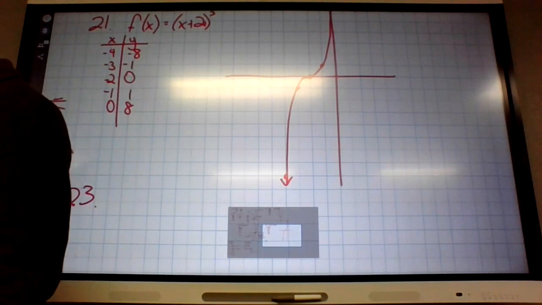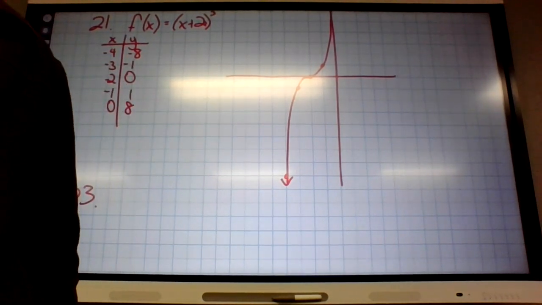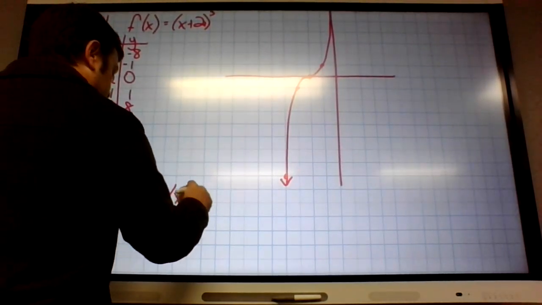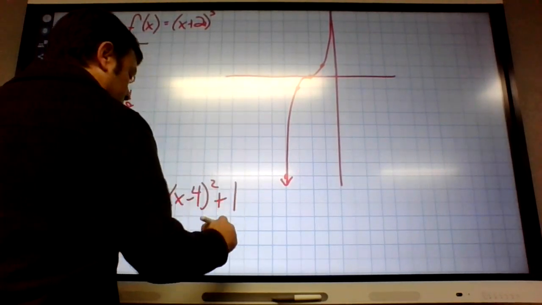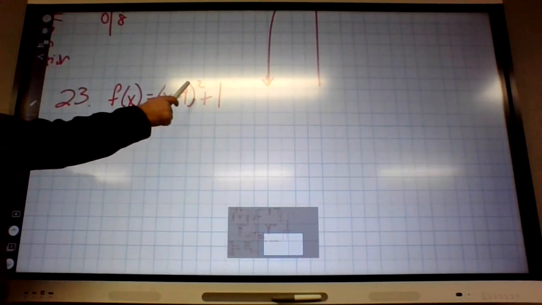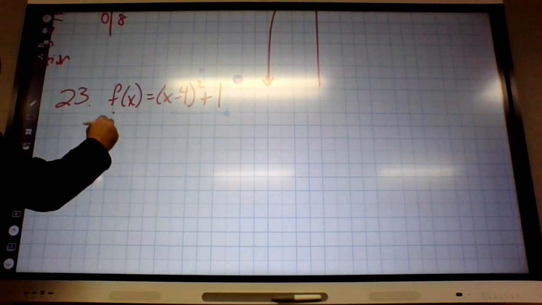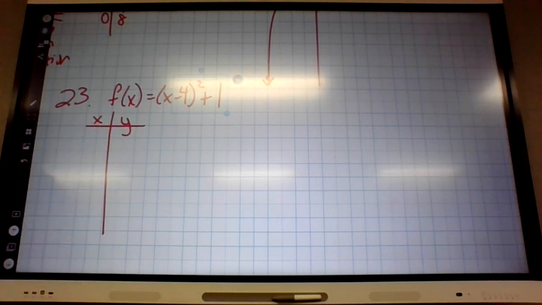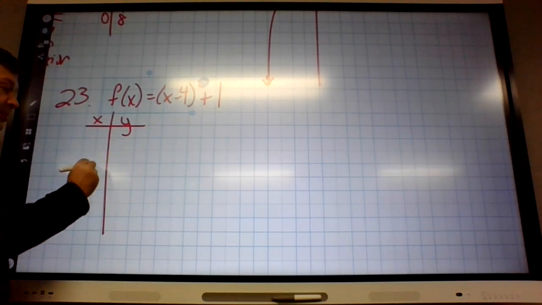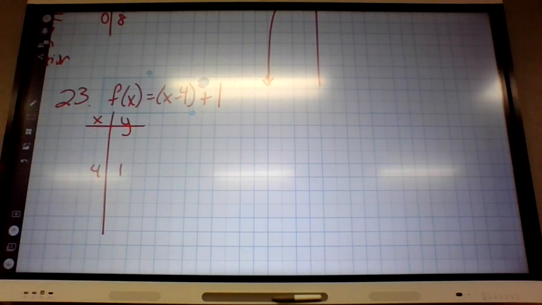Make the table and graph it. All right, 23, x minus 4 squared plus 1. Okay, so this is an x squared again, so it means it should be a parabola again. So it should have a vertex instead of a point of inflection. So where should the vertex be? Yeah, right 4, +4, +1. So I'm going to put that in the middle, 4, 1. Then that means the vertex is going to be, the parabola's off to the right.